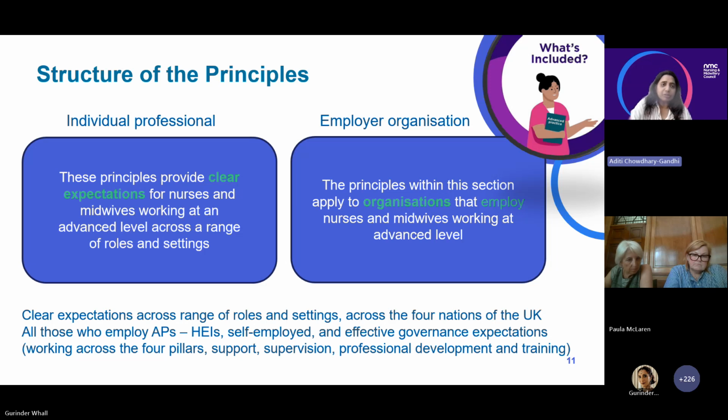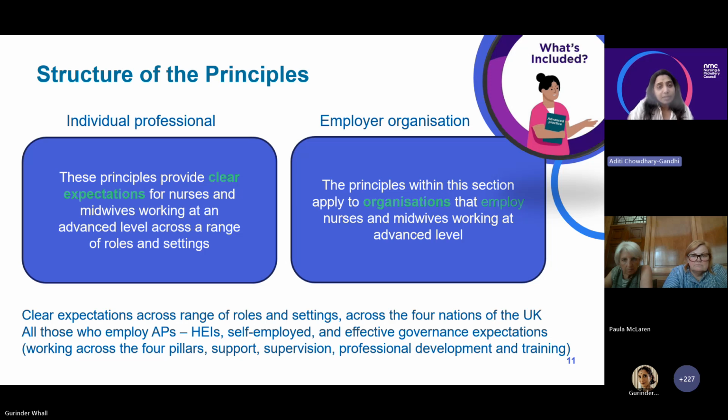In the individual professional section, you'll see that there are some clear expectations for nurses and midwives working at that level. It really is trying to capture the fact that you could have APs working in a range of roles and settings. So it's not just about the NHS, we also have advanced level practice in the independent and social sector. We know that there are several fields of practice, and often these individuals are working absolutely towards the edge of their scope of practice and are really pushing the boundaries and providing such value to the system. So it recognizes that it is that diversity of roles and settings that we must make sure is reflected.